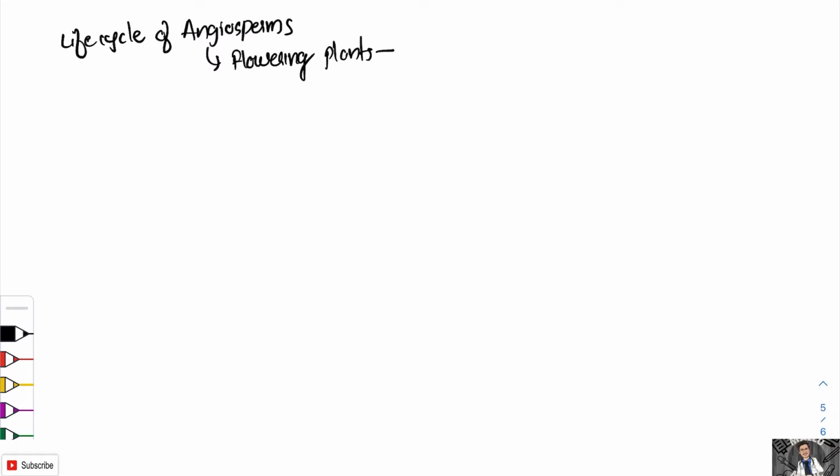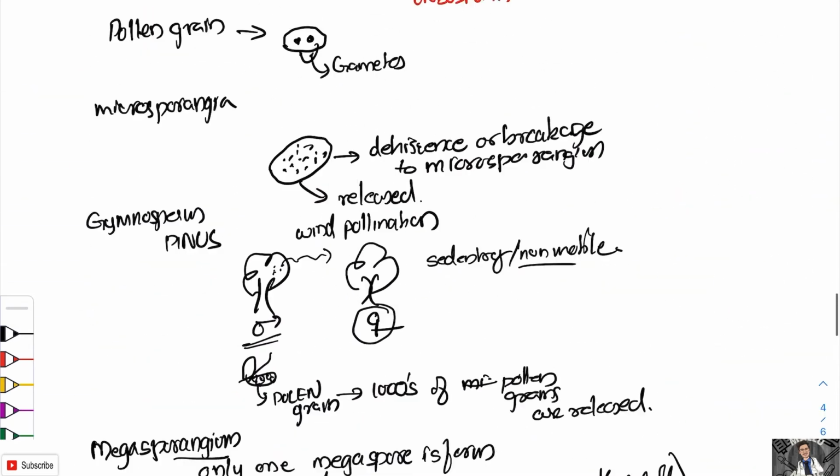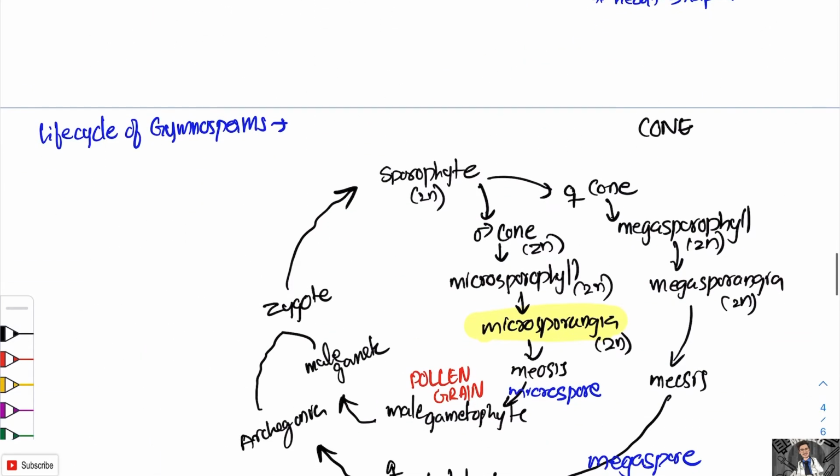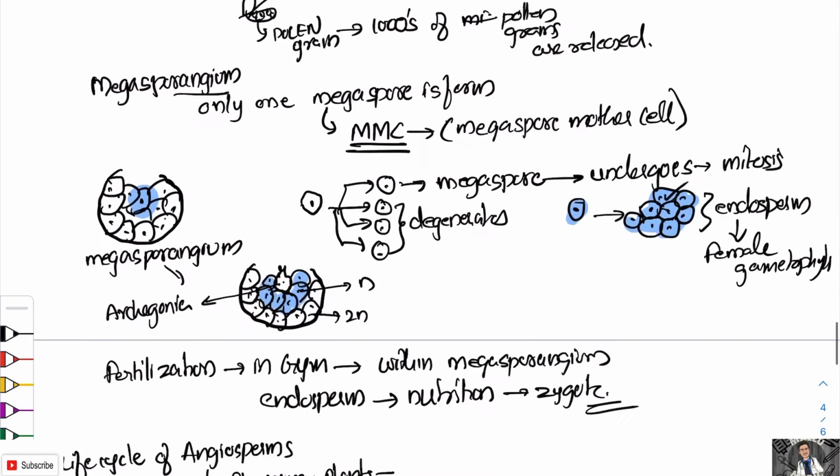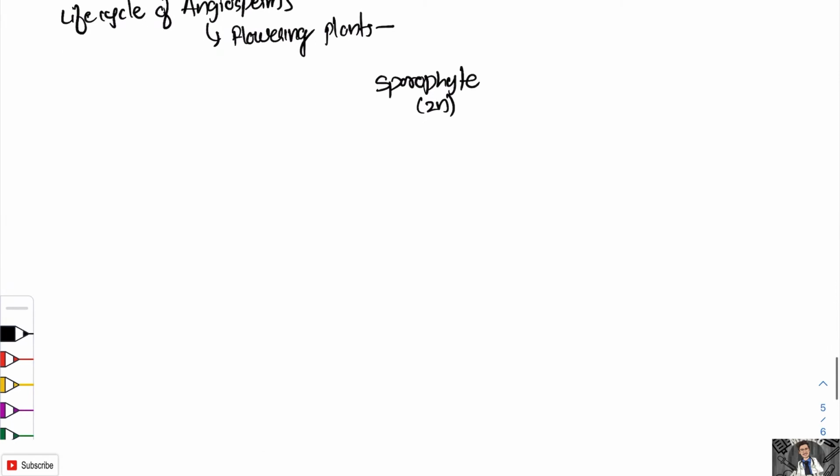So what do we start with? Yes, you are right, sporophyte. And sporophytes are diploid. And now comes the difference. See, the sporophyte in gymnosperms had cones, male and female cones. Now, when we come to the angiosperms, instead of cones, they have flowers, the male flower and the female flower.